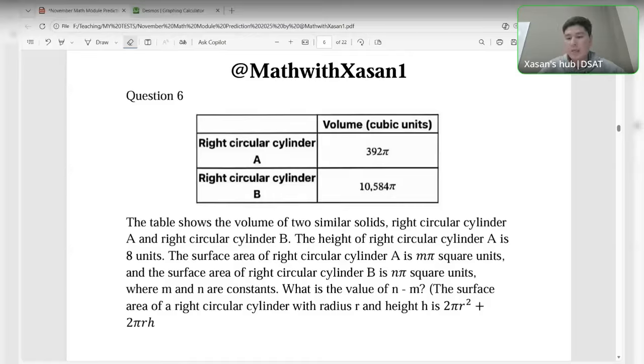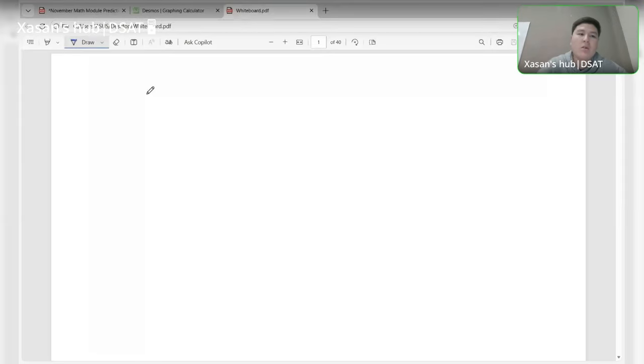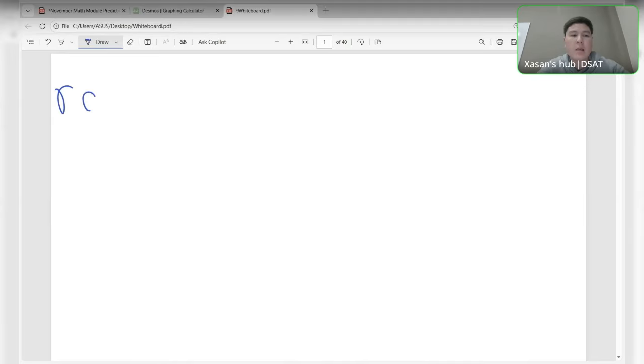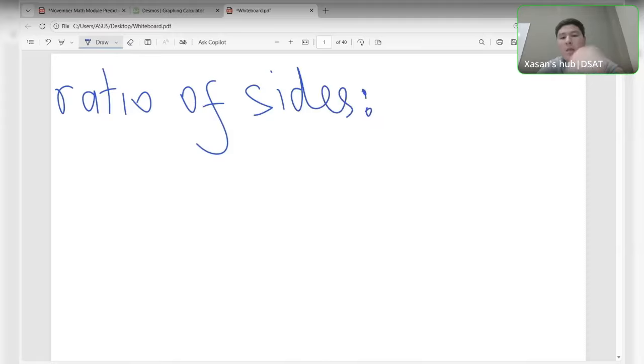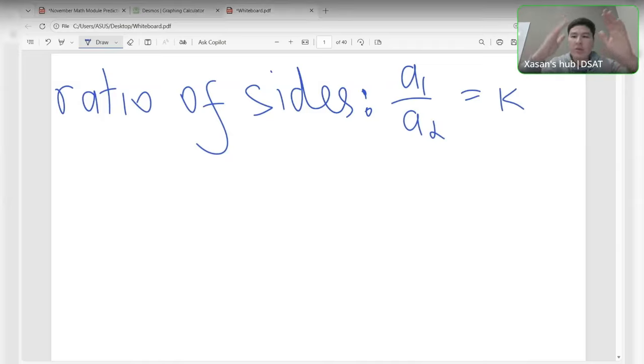Great. Guys, first of all, let's understand some basic rules about similarities. Whenever the question says something about similarity, just know one thing: if the 2 shapes are similar, we have the ratio of sides, let's say a1 over a2, which is equal to a constant k. If the shapes are similar, the corresponding sides are always gonna have the same ratio. The heights or the radiuses are not gonna be the same in similar shapes.